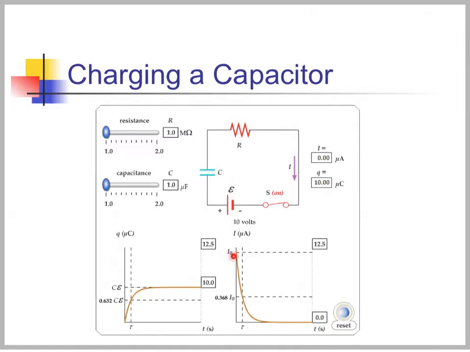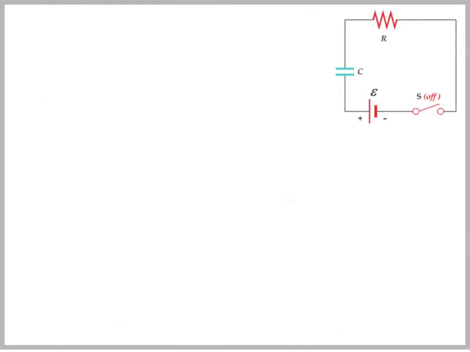So then the current is going to start out at a maximum value, and as I get more and more charge, it's going to be harder and harder to put more charge in, and it eventually drops to zero. So what is the shape of these curves? That's what we want to figure out next. So let's look at my circuit. I have a switch. I'm going to close the switch.